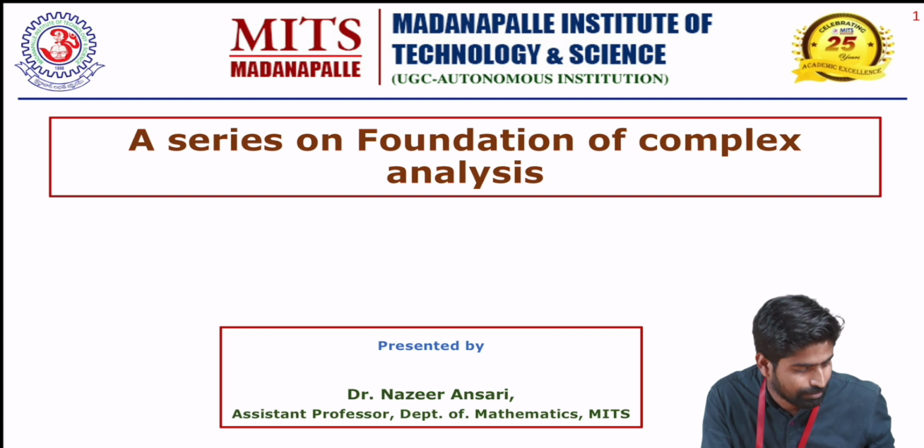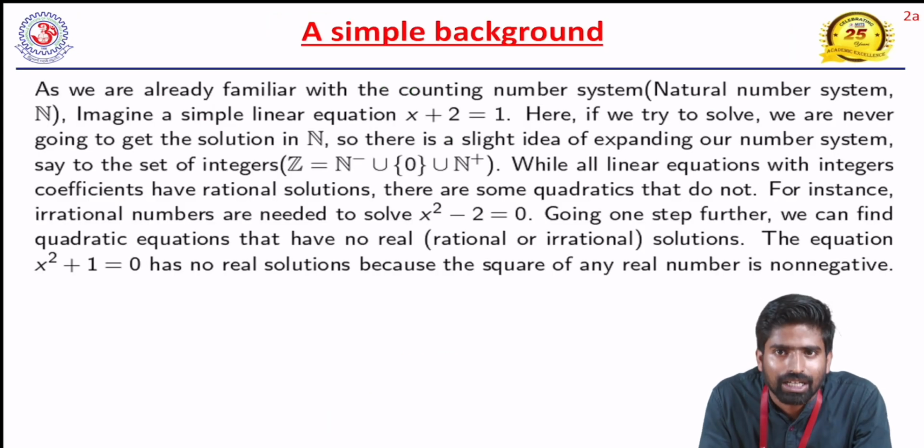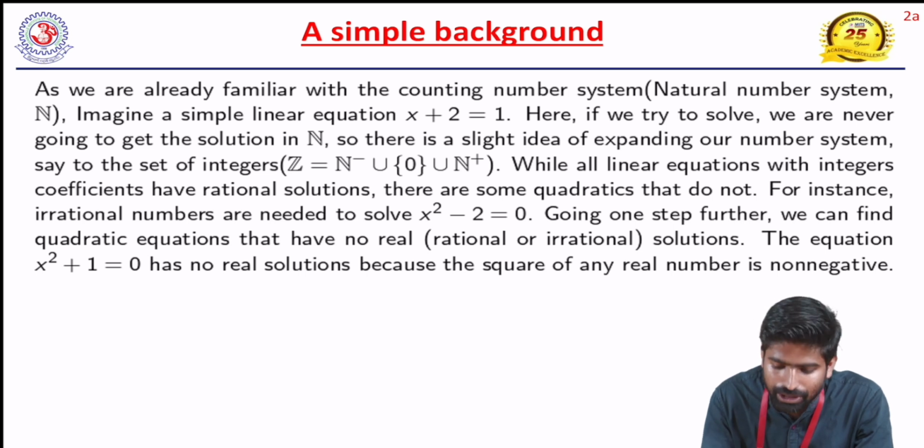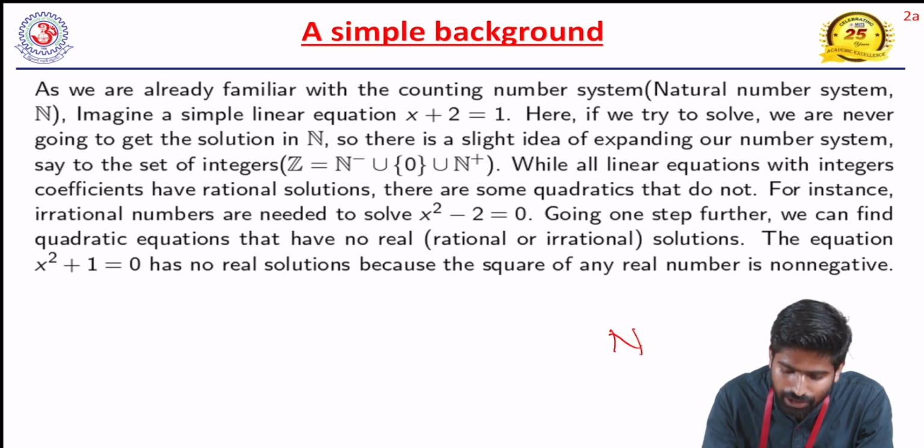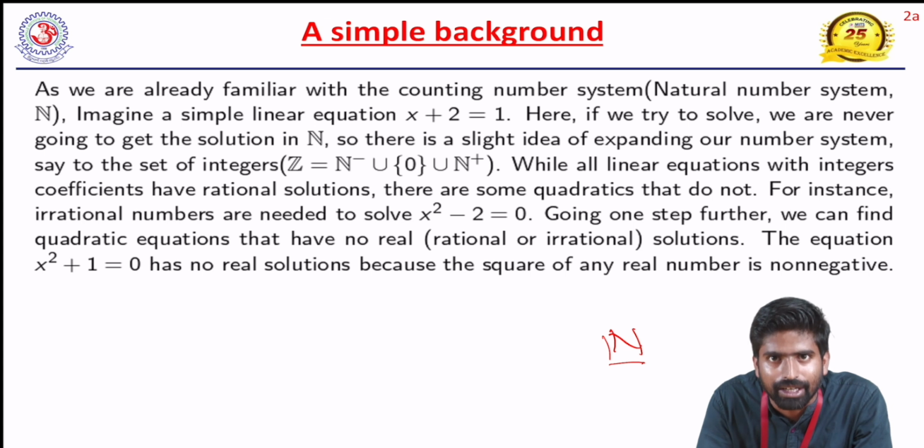For example, if you start with the counting system, the first number system that we call the natural number system. If you see the set of natural numbers, we used to denote it by N. It was the first number system that was used to count, right?